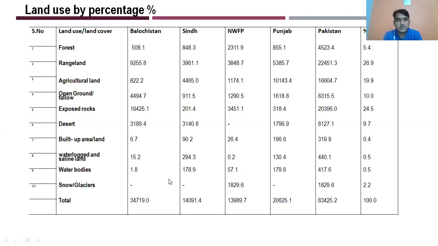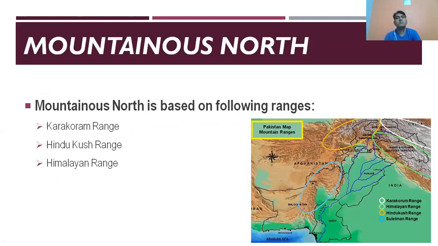So water bodies, and then we have snow and glacier. There's no snow or glacier in Balochistan, it's understood, it's natural. Sindh is also in the southern part of Pakistan. Most of the glaciers are found in NWFP, the northwest province of Pakistan, at that side of Pakistan. There's not even a glacier in Punjab. So we have 2.2% land area under glacier. Now we start from the mountainous north.